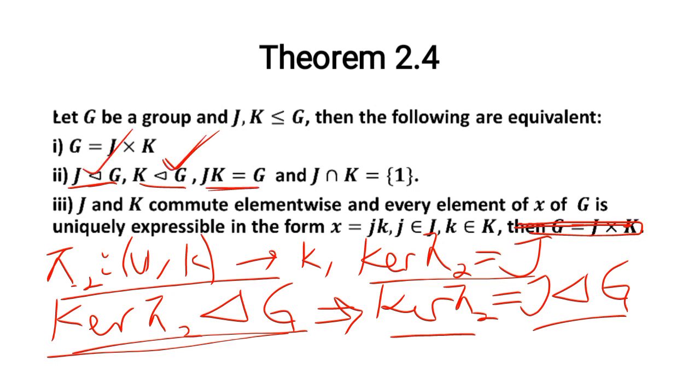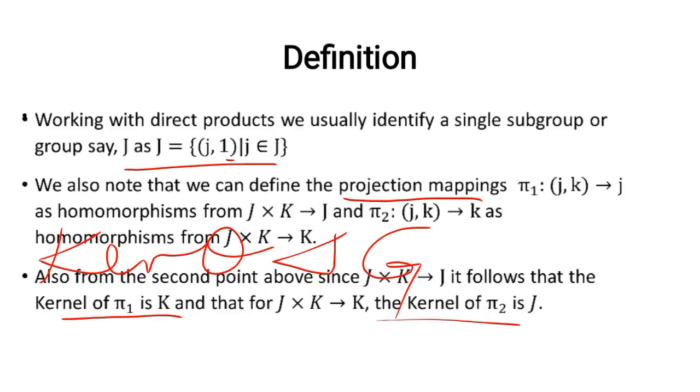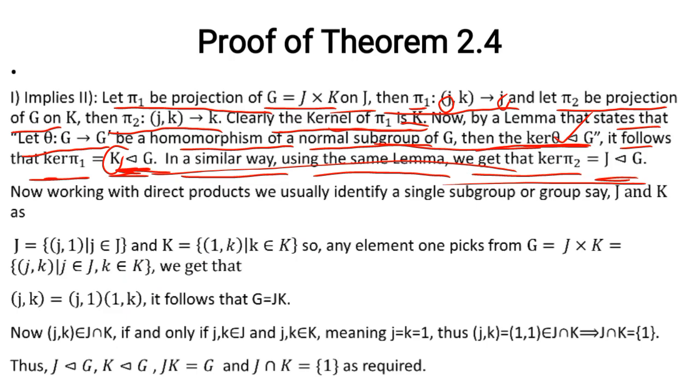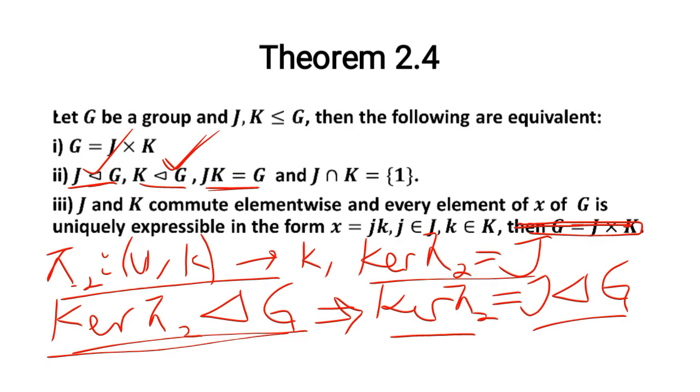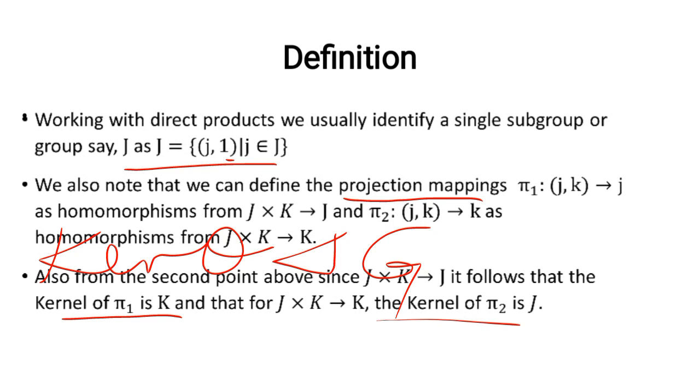What of this product? What does it look like? Let's see how we did that. Now, working with direct products, we usually identify the single subgroups J and K. If you remember, I had said earlier that when we're working with single subgroups, we write them as this, right? Okay, so let's go forward.